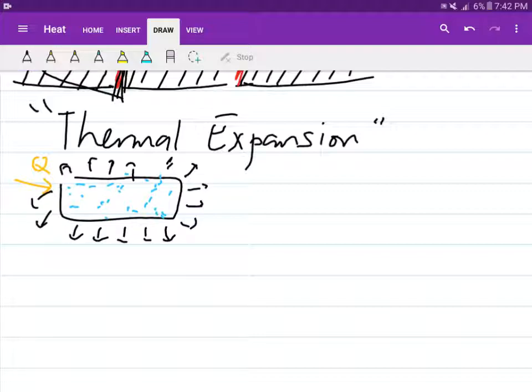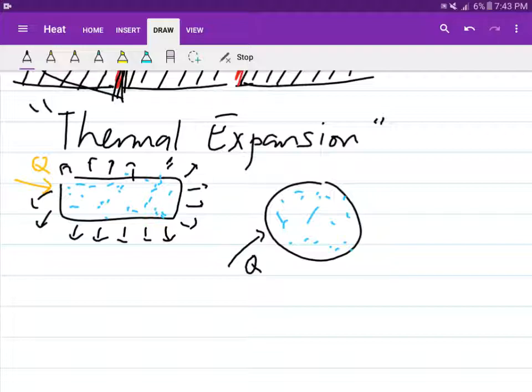So this is very evident when you heat up, for example, a gas. Gas has molecules very far apart. So when you heat a gas, the container will actually expand proportional to the amount of heat that you give to the gas. So thermal expansion is also experienced in solids.